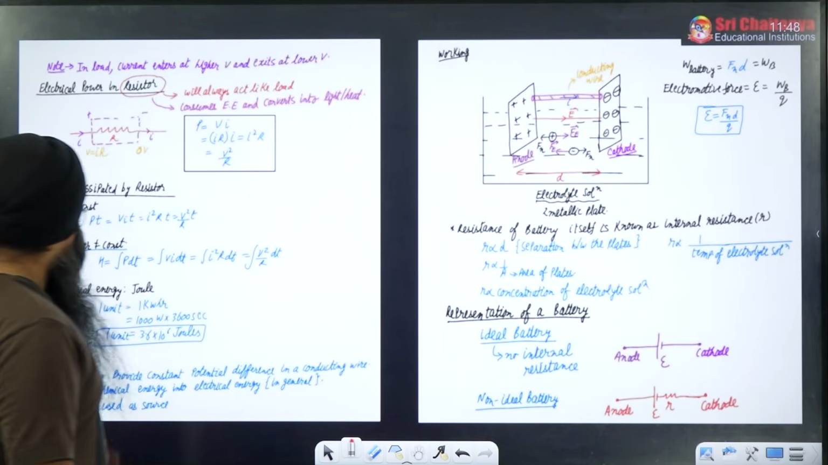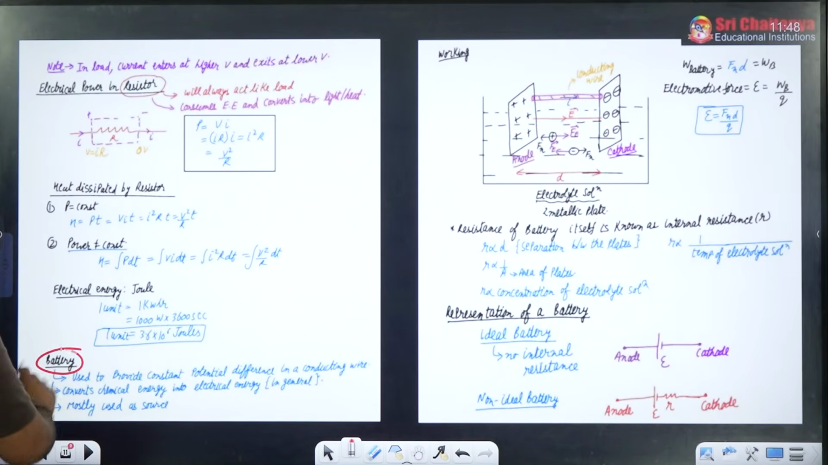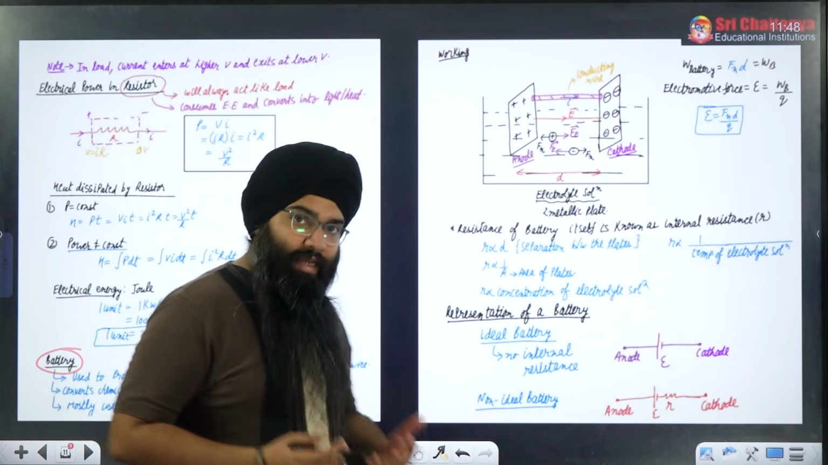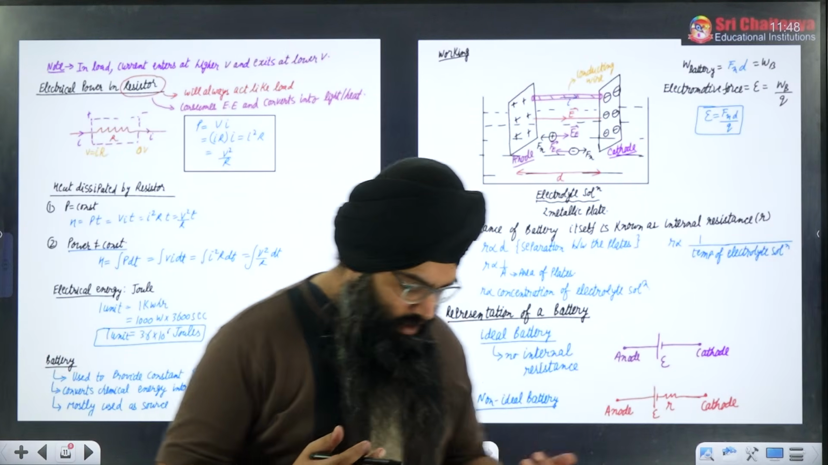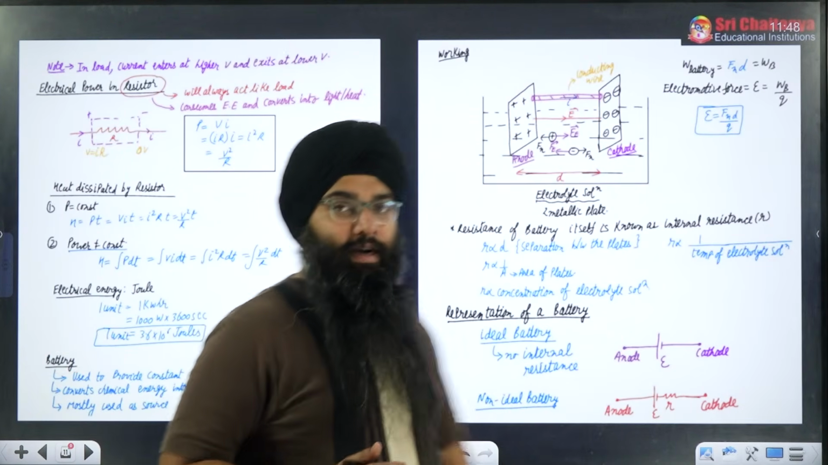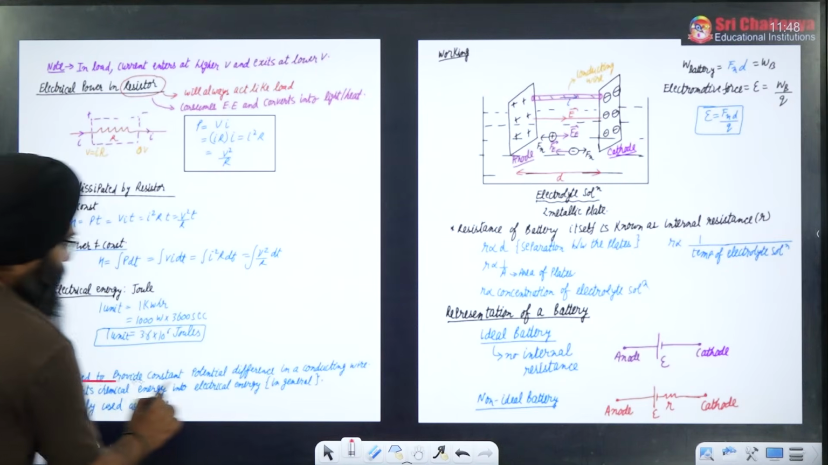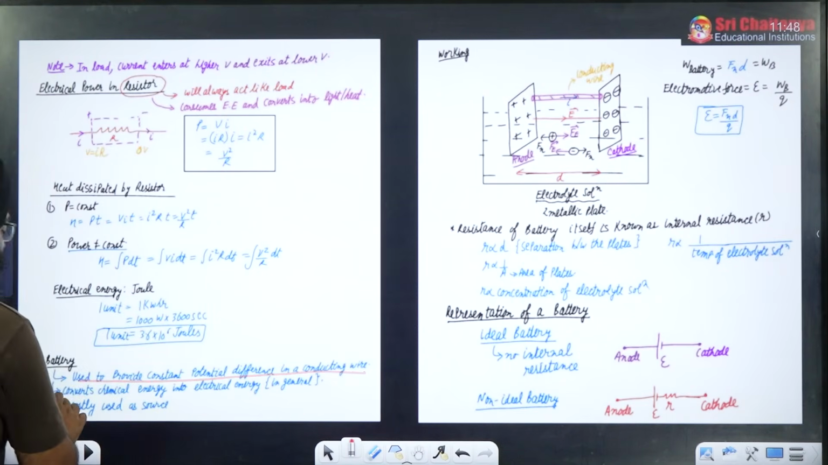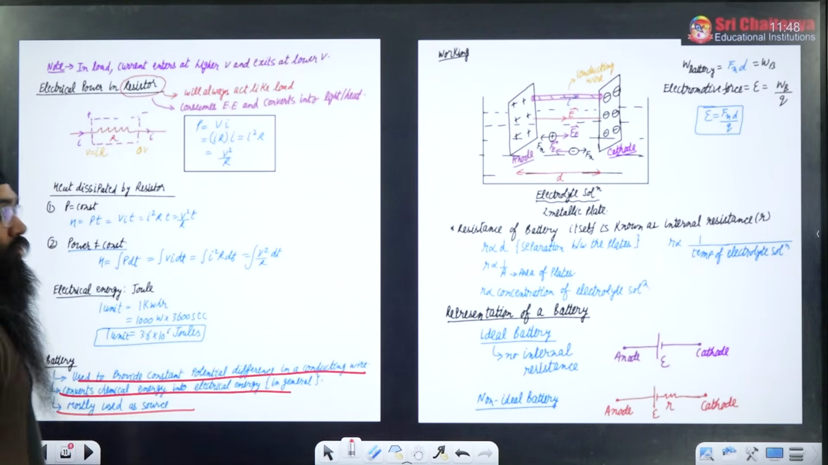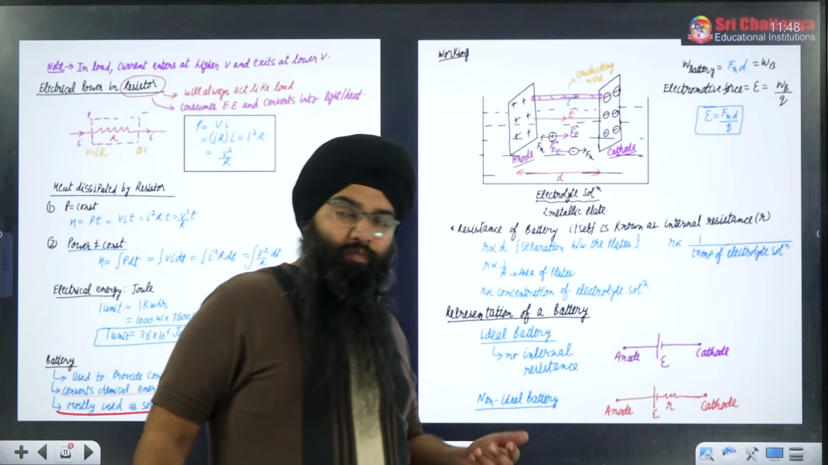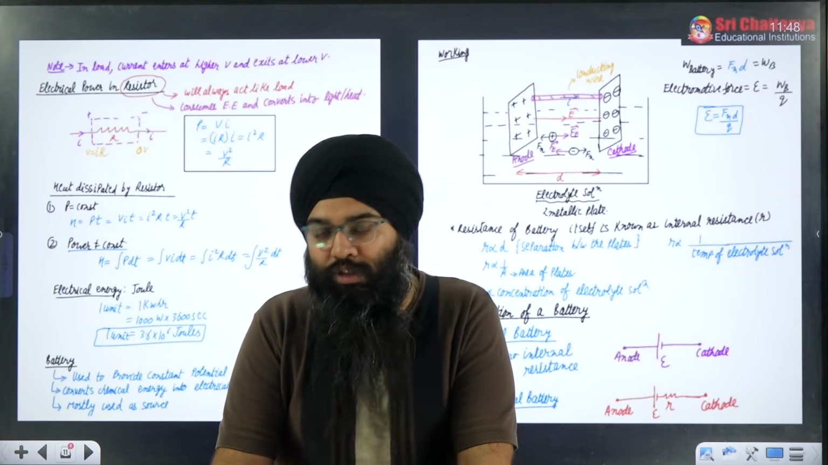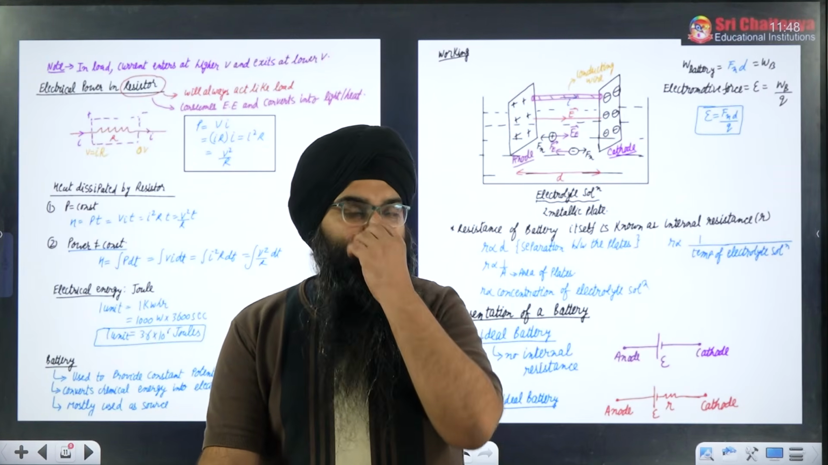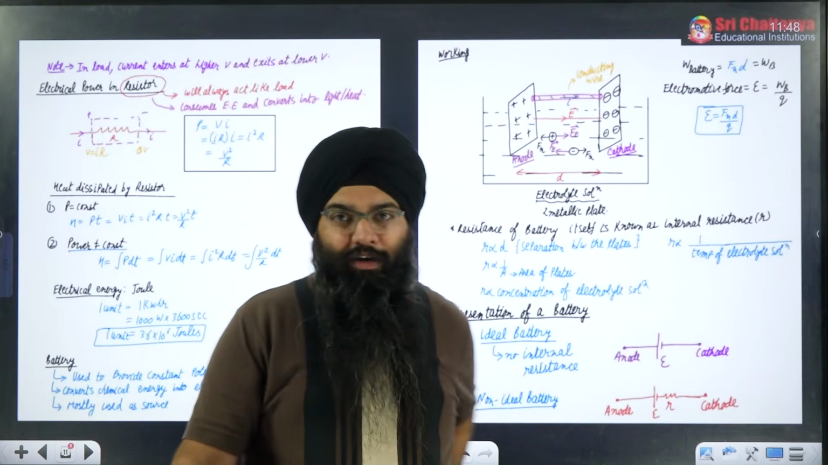Now let us come to the next concept, that is the concept of battery. A battery is a device which converts chemical energy inside the material into electrical energy. It is used to provide a constant potential difference, and it is mostly used as a source. It can be used as a load also: when you charge a battery, it is used as a load, but generally it is used as a source, converting chemical energy into electrical energy.